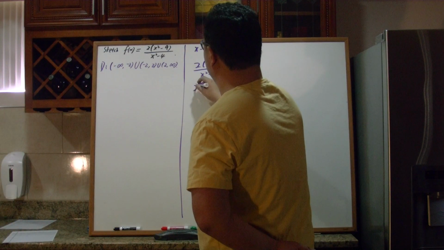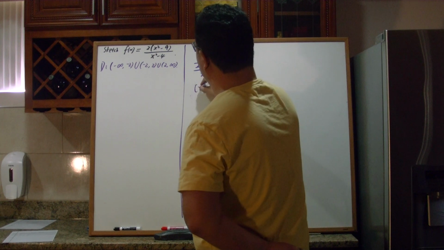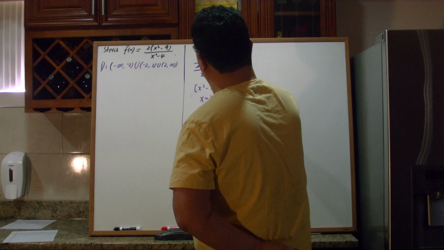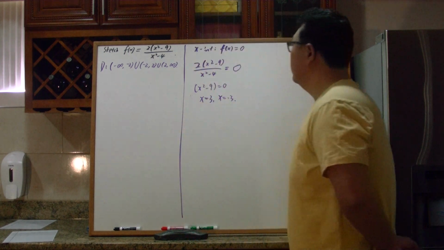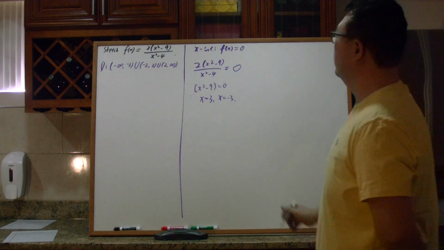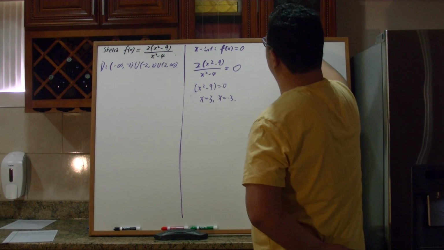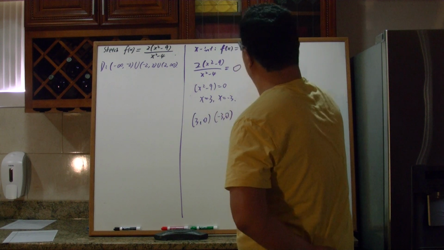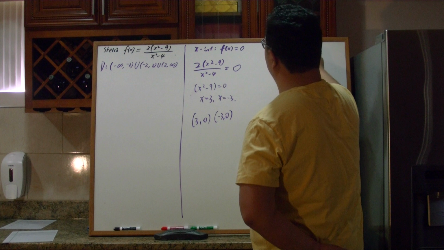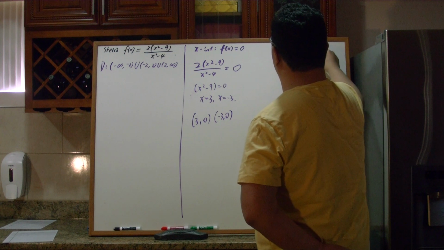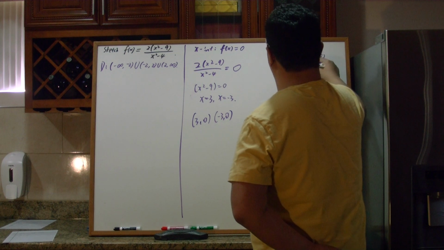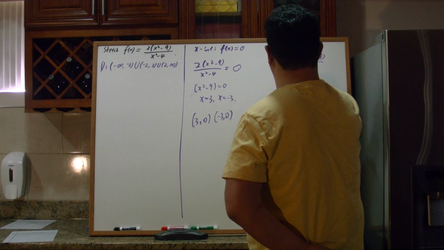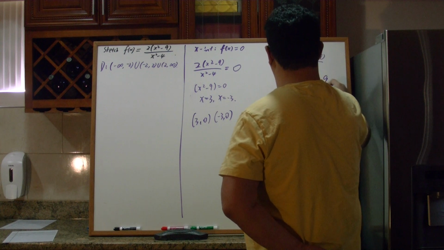Then what we get is the numerator part to be 0. And the y-intercept is the value f of 0, that is 2 times 0 minus 9 over 0 minus 4, that is negative 18 over negative 4, which is 9/2.